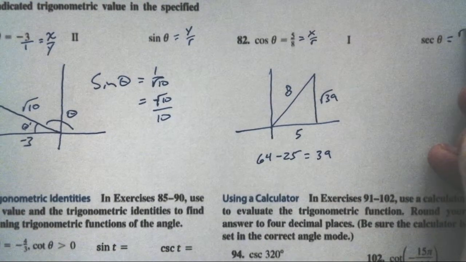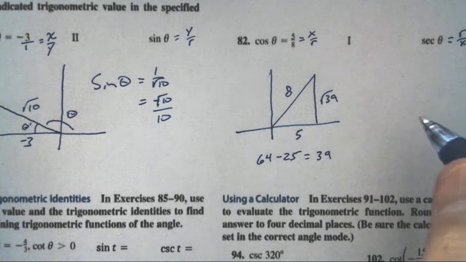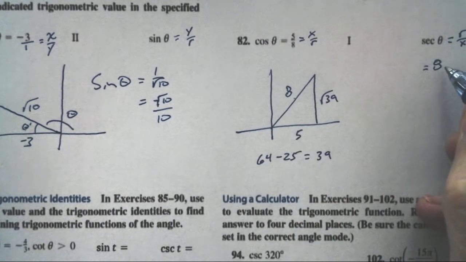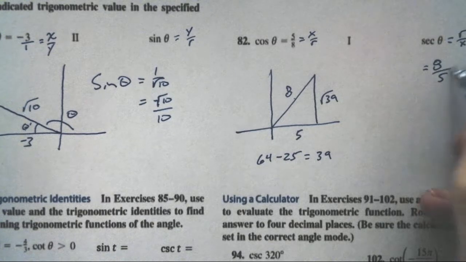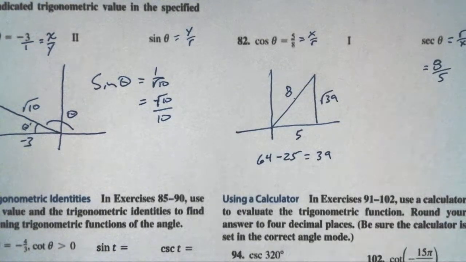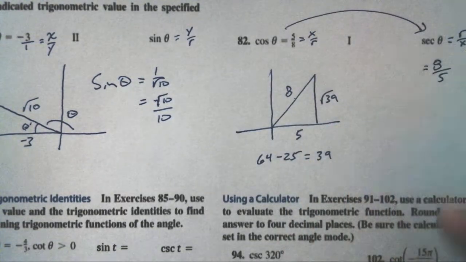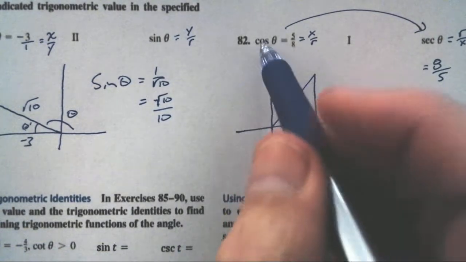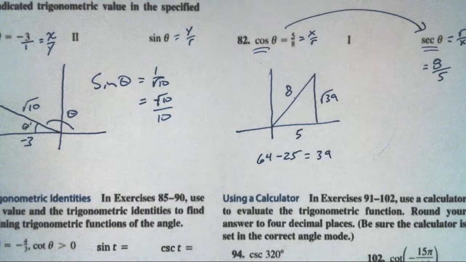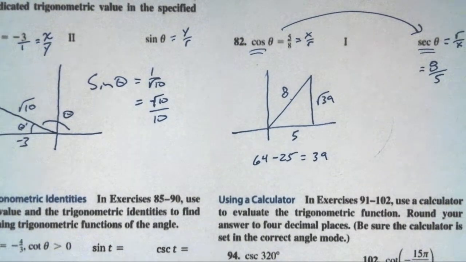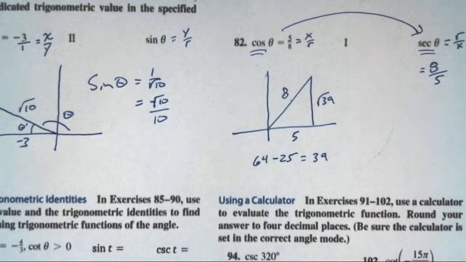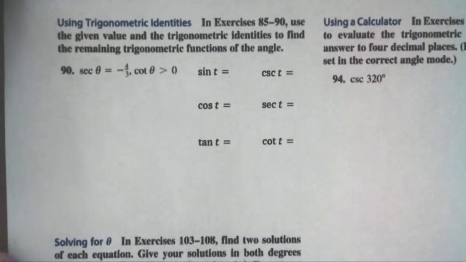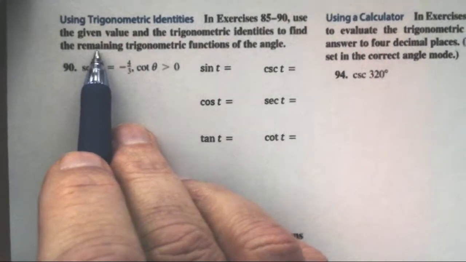Secant ratio is r on x, so 8 on 5. Oh, how about that? We could have gotten there in one step immediately without drawing our triangle at all. We went from cosine to secant. The lesson there is, let's not necessarily just be robotic about things. Let's think about things, evaluate a little bit.